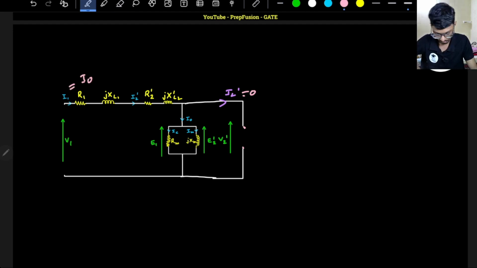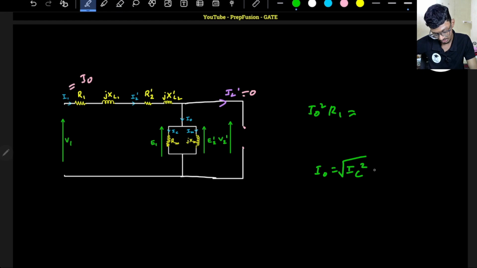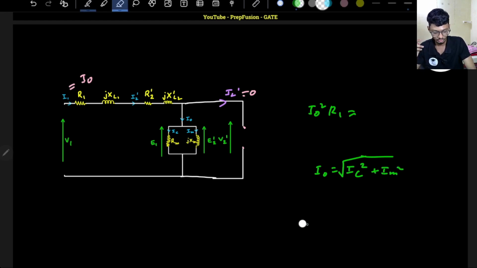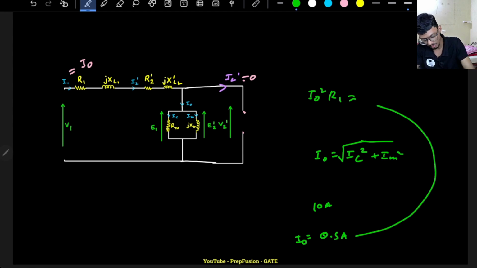Now you might have a doubt, sir, there is still winding loss, right? There is still copper loss here, that is I0 squared into R1. I will say yes, you are correct, but that will be very low, because I0 is the square root of Ic squared plus Im squared. If your transformer rating is 100 amperes or 10 amperes, your magnetizing current will hardly be 0.5 amperes. I0 generally is 2 to 3% or 5% of the rated current. So yes, there will be some copper loss, but that will be negligible.